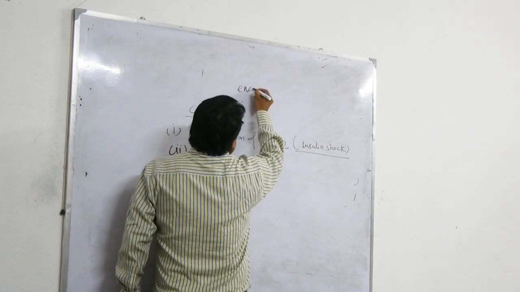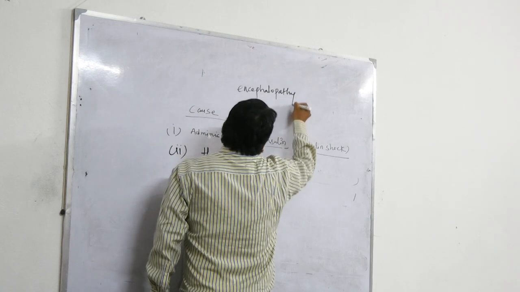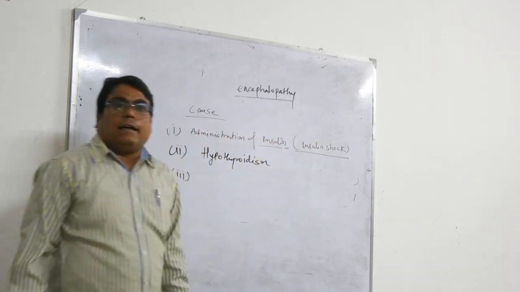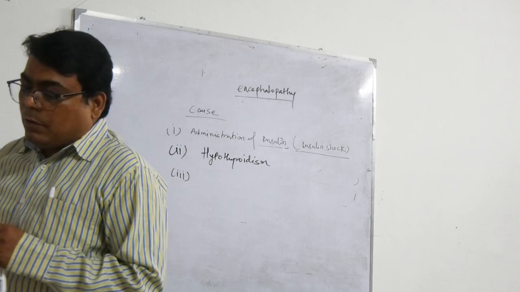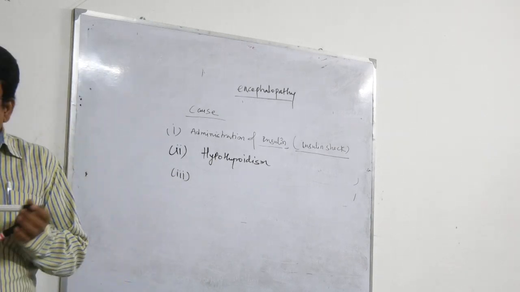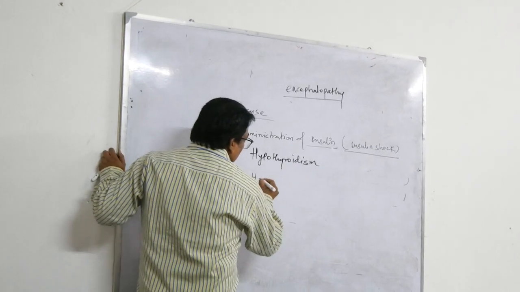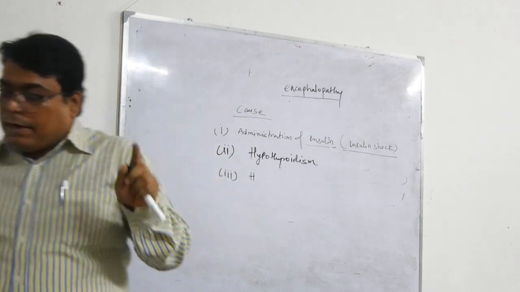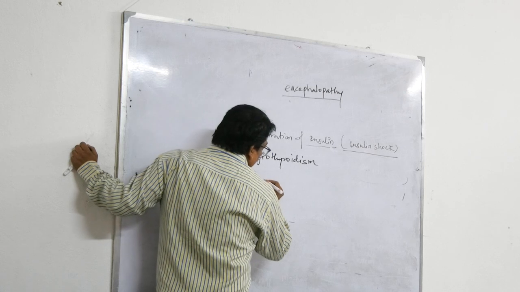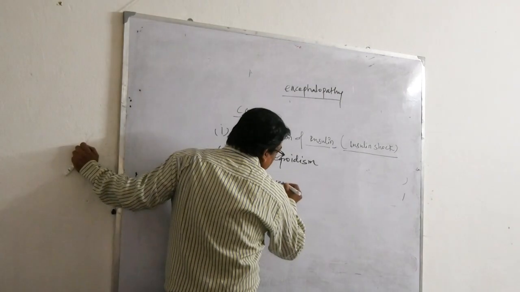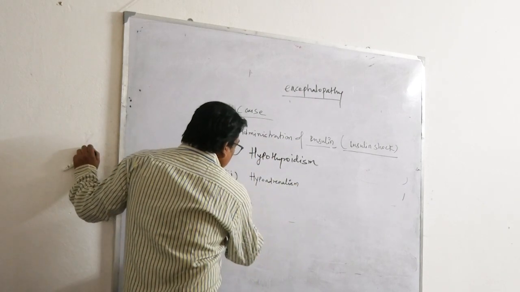What is the term? Encephalopathy. This is the condition that generally occurs. Okay, hypothyroidism. Write it: hypoadrenalism. Okay. Third point, fourth point.